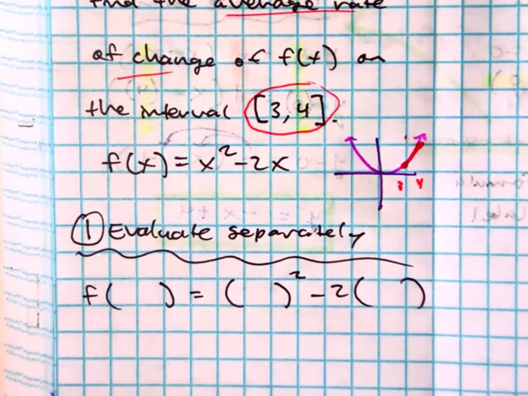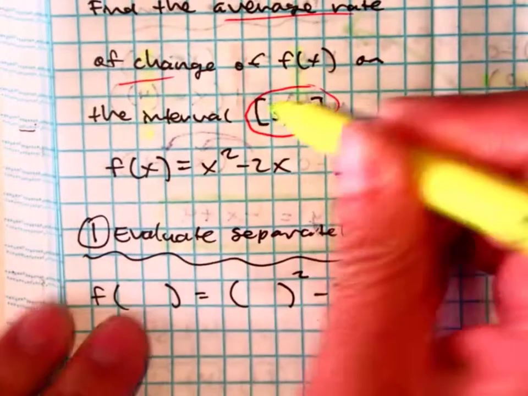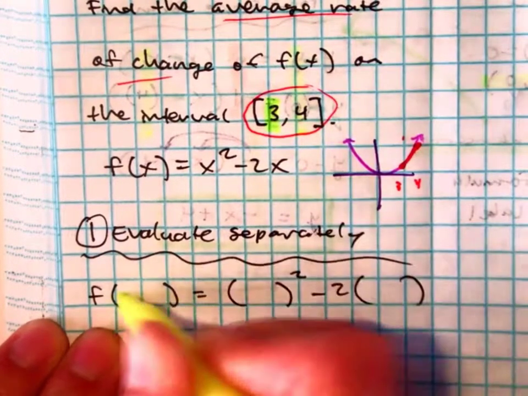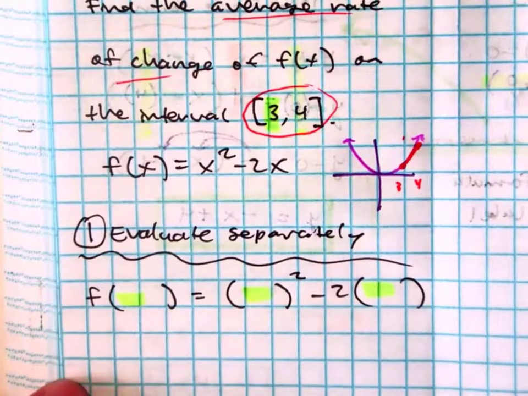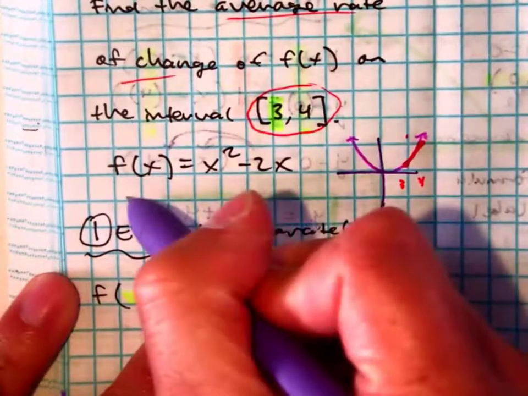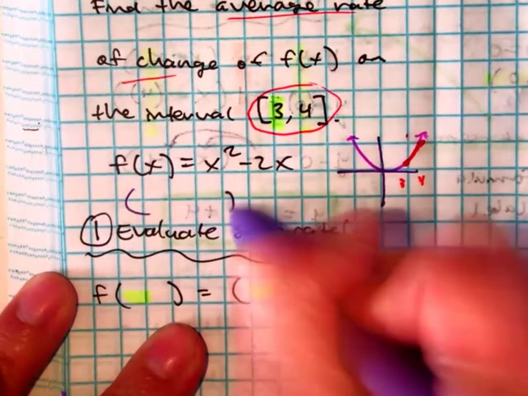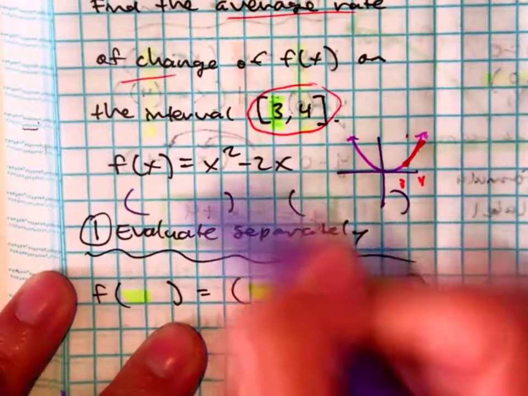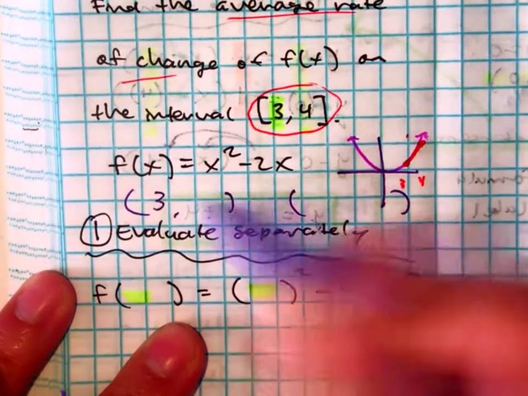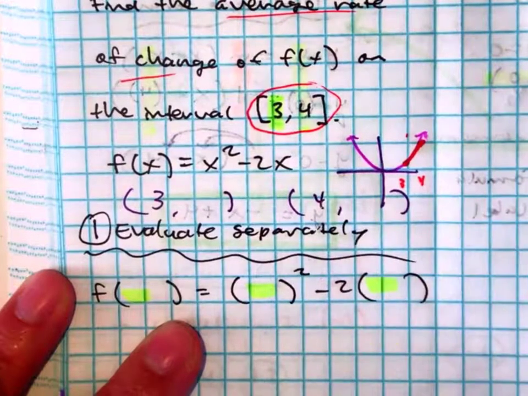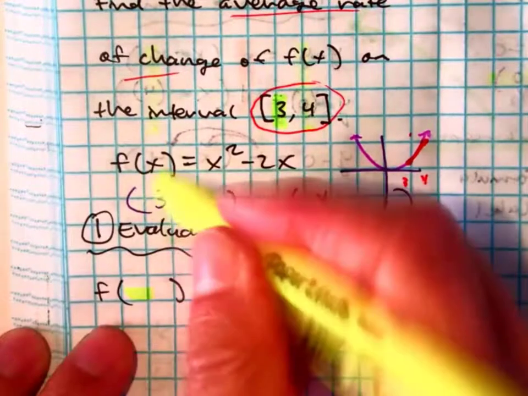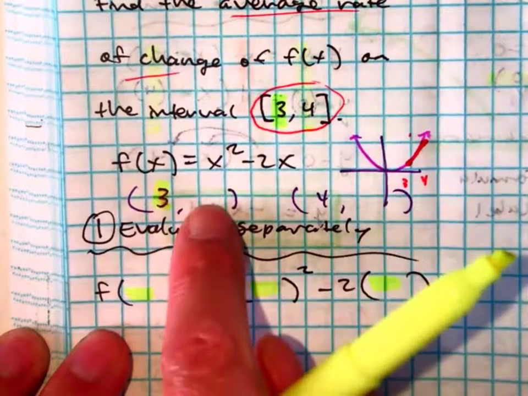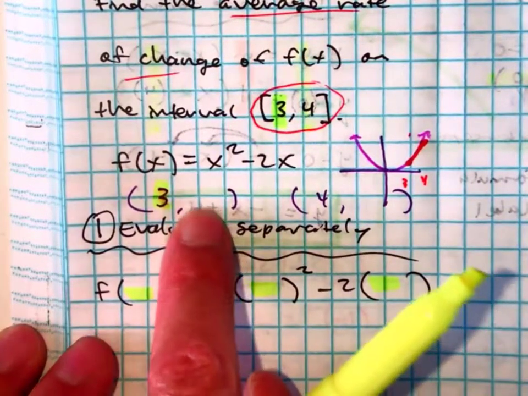Okay, so we're going to take now 3 and put it in. And basically what we're doing here is, I forgot this part, I need 2 ordered pairs. I have 3 comma something and 4 comma something. And what I'm trying to do here is I found the 3 and I'm trying to figure out the y coordinate. Okay?